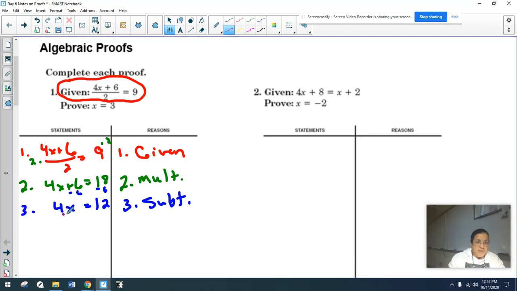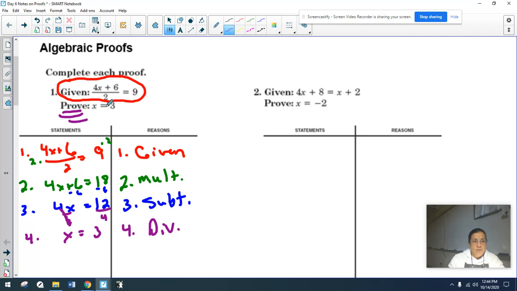The last step you'd probably do to solve for x is divide by 4. So right here, you're left with x, and 12 divided by 4 is 3. So what you did was we divided both sides by 4, so this would be the division property of equality. Okay, and that's what you want to get to.